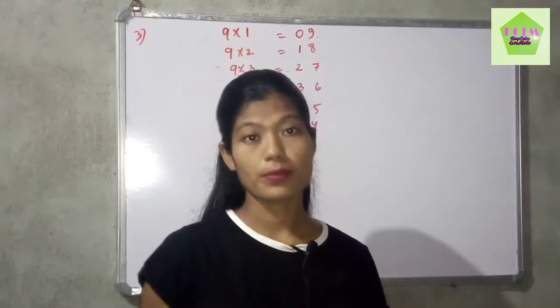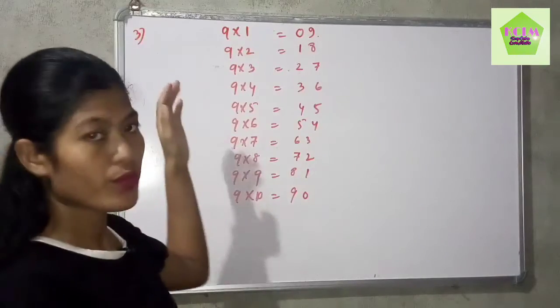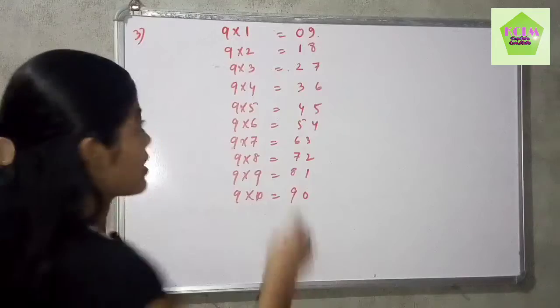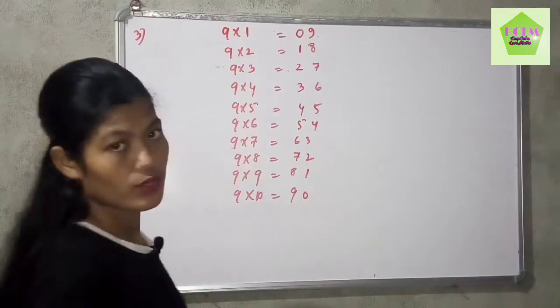So how to memorize the multiplication table for 9? Because I know, and I'm writing the multiplication table for 9, that is 9 1s are 9, 9 2s are 18, 9 10s are 90, no doubt.